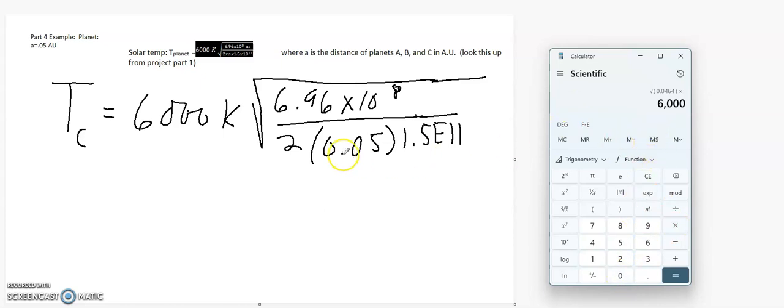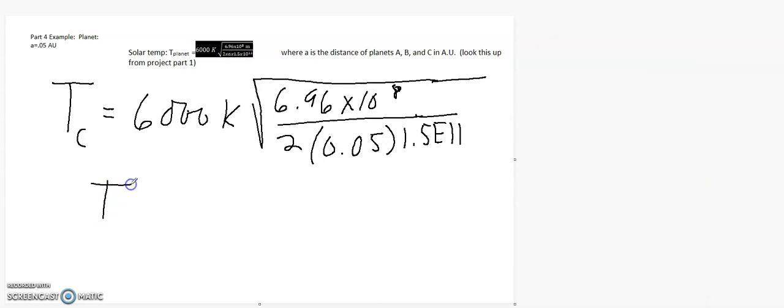Even though this particular planet is only 0.05 AU, that's much closer than Mercury, for example, which is about 0.4 AU. So this planet is much closer to its star than Mercury. So the temperature that it receives from the sun is 1,292. All right, so that's really important. I'm going to write that down. So that's my solar temperature for my planet C.